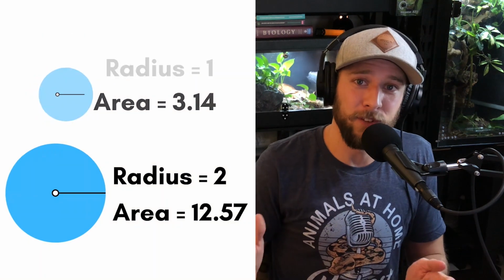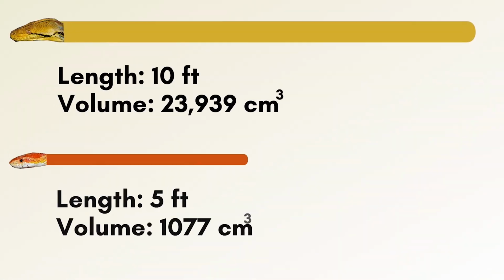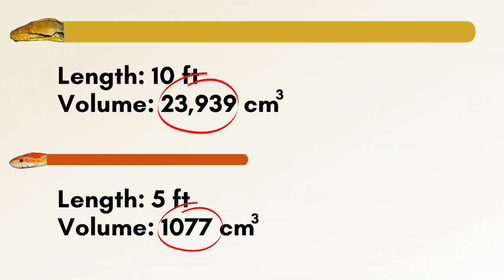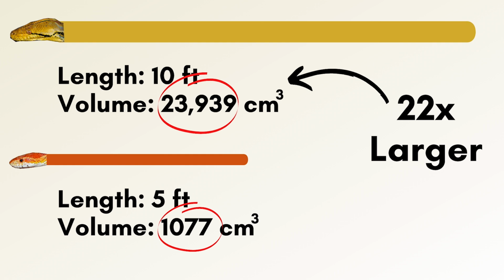So when you take a 10-foot snake, it is not merely twice as large as a 5-foot snake. Depending on the species, it could be anywhere between 15 to 20 to 25 times larger when you account for the volume of space that that snake displaces.